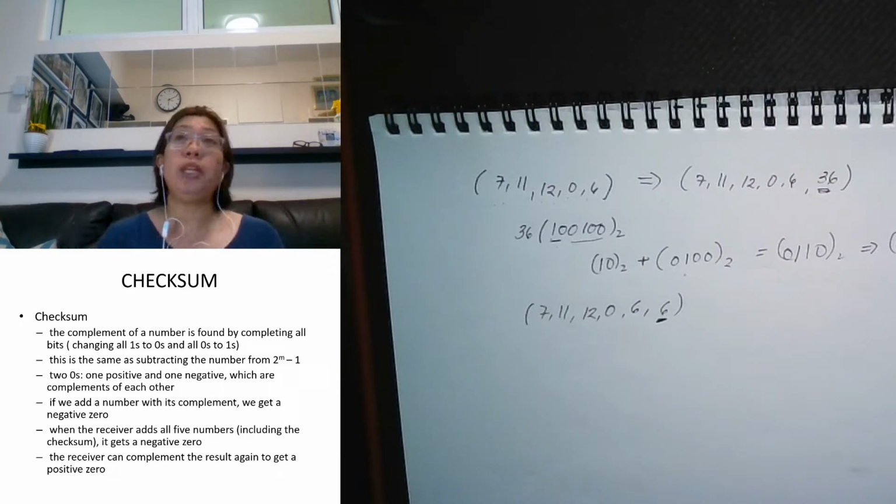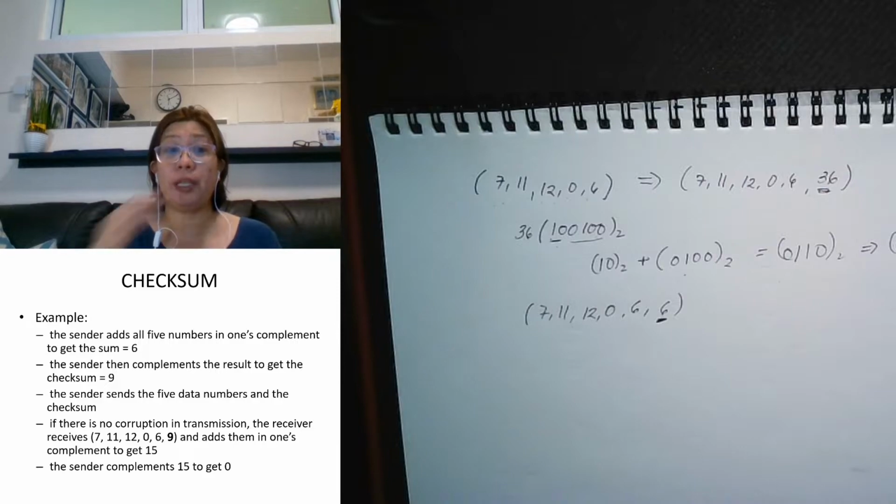When the receiver adds all 5 numbers, including the checksum, it gets a negative 0. So the receiver can complement the result again to get a positive 0. How do we illustrate this? We have here an example.